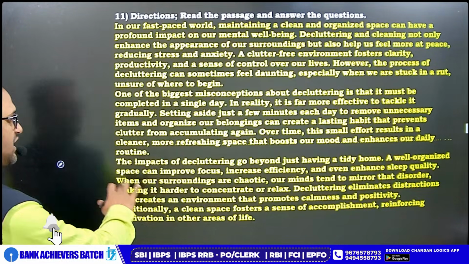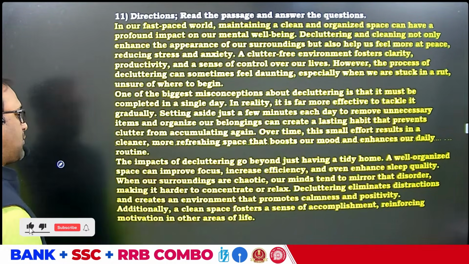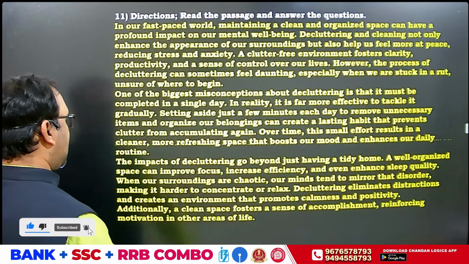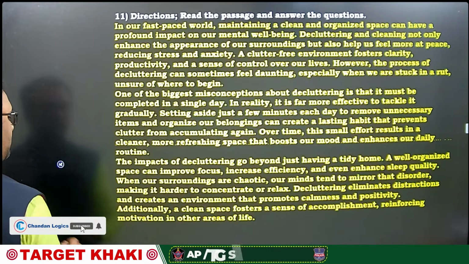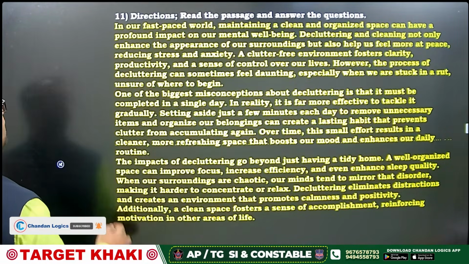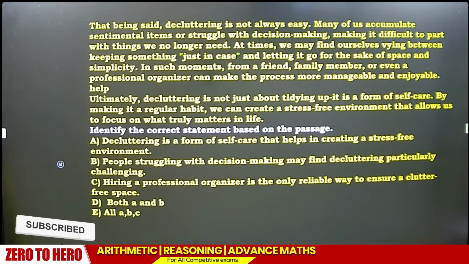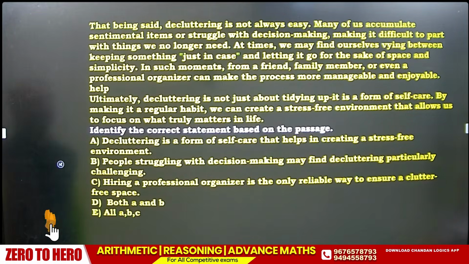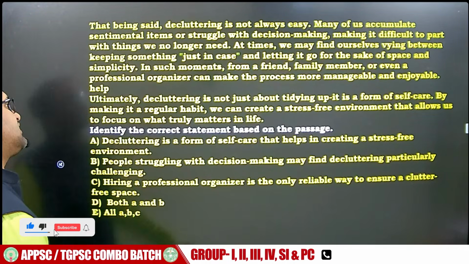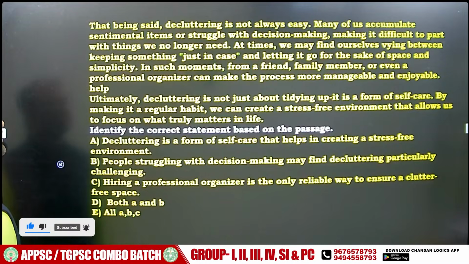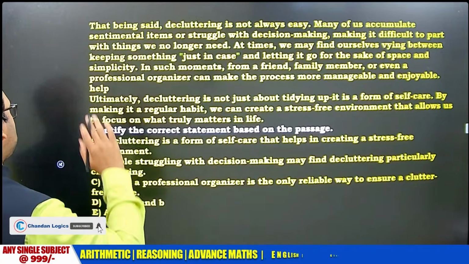When our surroundings are chaotic, our minds tend to mirror the disorder, making it harder to concentrate or relax. Decluttering eliminates distractions and creates an environment that promotes calmness and positivity. Additionally, a clean space fosters a sense of accomplishment, reinforcing motivation in other areas of life. That being said, decluttering is not always easy. Many of us accumulate sentimental items and struggle with decision making, making it difficult to part with things we no longer need. At times, we may find ourselves vying between keeping something just in case and letting it go for the sake of space and simplicity. In such moments, support from a friend, family member, or even a professional organizer can make the process more manageable and enjoyable.